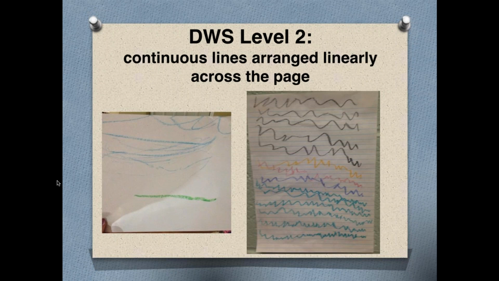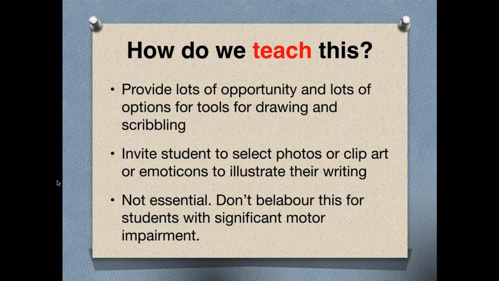So for it to be level 2 on the developmental writing scale, then again, we need to see continuous lines arranged linearly across the page. It might look like this. For some of our students with Angelman, they may never be able to generate anything that looks like that. We're not going to belabor it. Level 2 on the developmental writing scale is not an essential one. Level 1 is absolutely essential to be able to know if students are now progressing beyond that to understanding what text is, but level 2 is not.